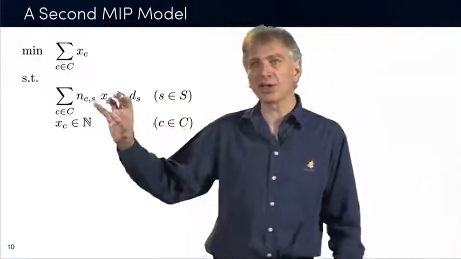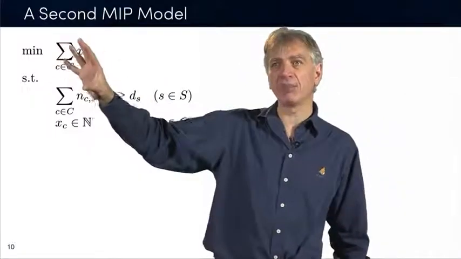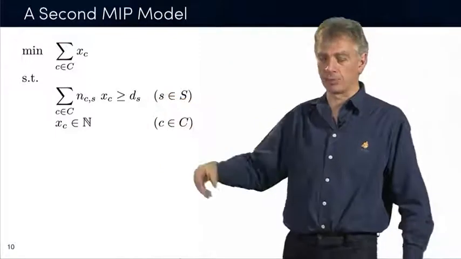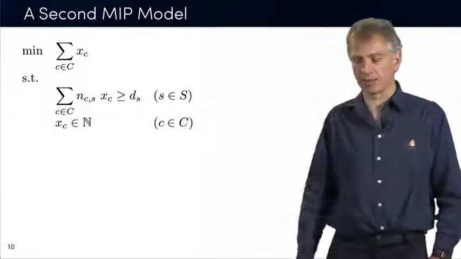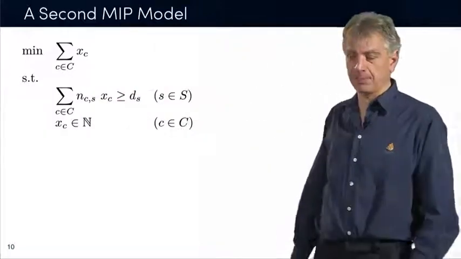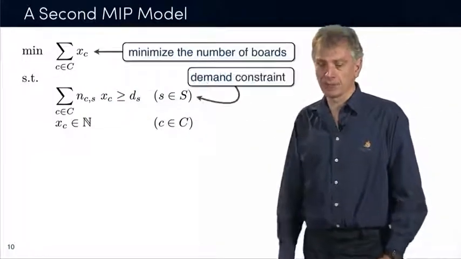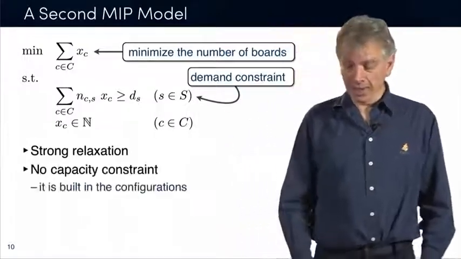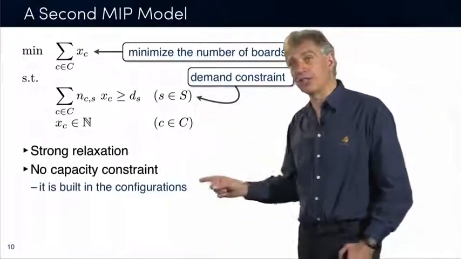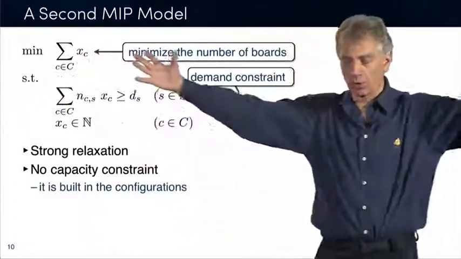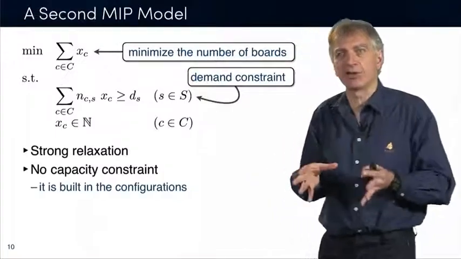So once I have these configurations, I want to minimize the number of them that I'm selecting, and I want to meet the demand. And obviously, these values have to be integers, the number of boards that I'm cutting. So this is a much simpler MIP model. It also has a very strong relaxation. One of the things that you have to see here is that we got rid entirely of the capacity constraints on the big board. Why? Because they are built inside the configuration.